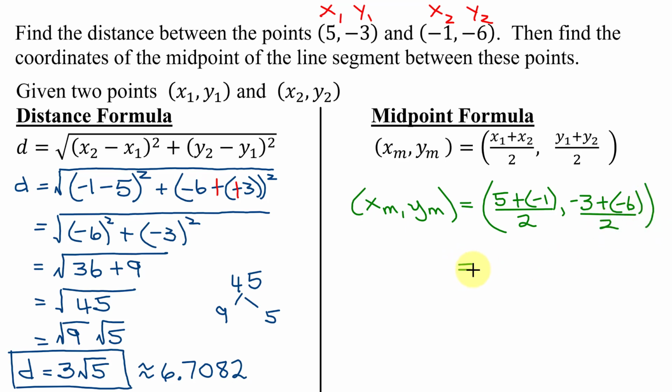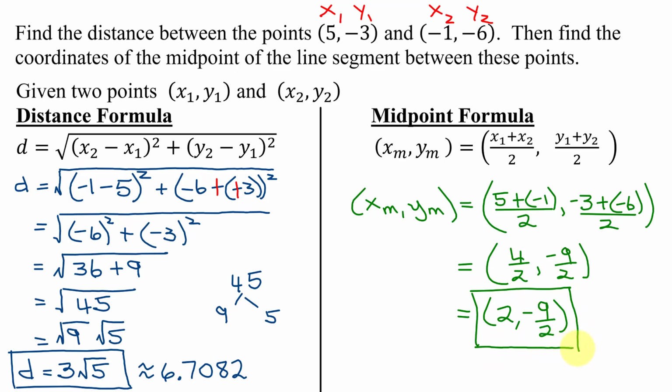So simplifying, I get 5 plus a -1 is 4, so 4 divided by 2, and -3 plus a -6 is -9 divided by 2. So the coordinates of my midpoint are 4 divided by 2 is 2. The x-coordinate is 2. The y-coordinate we can't simplify, so we'd leave it as -9/2. So those are the coordinates of the midpoint. And if we needed to graph this point, remember we'd write this as (2, -4.5).